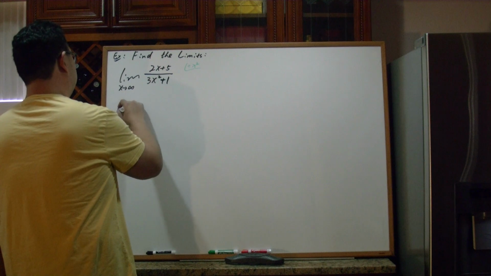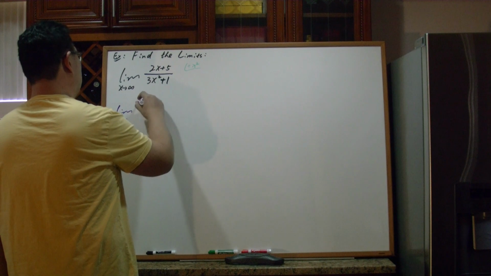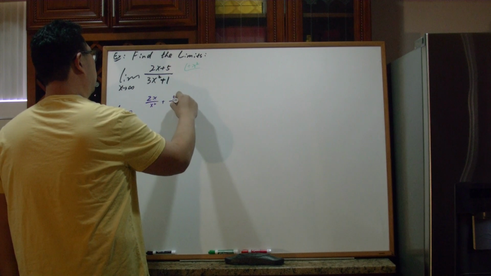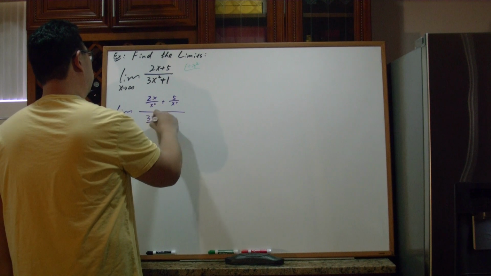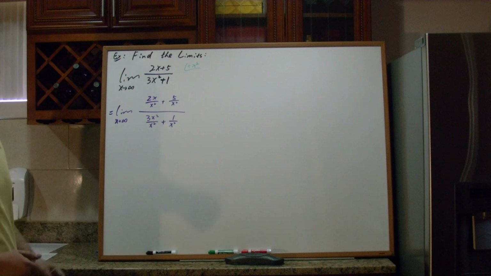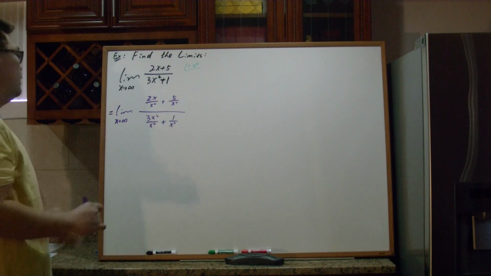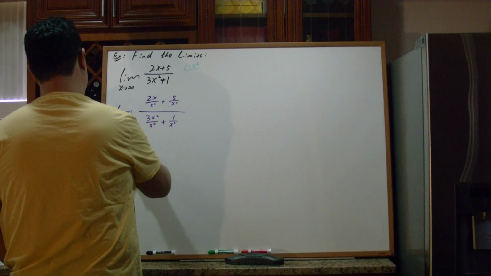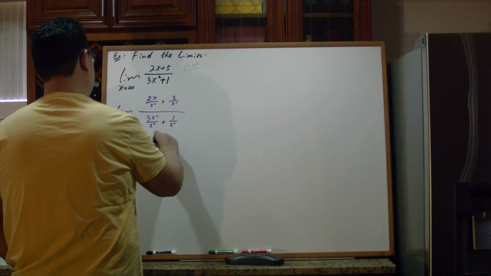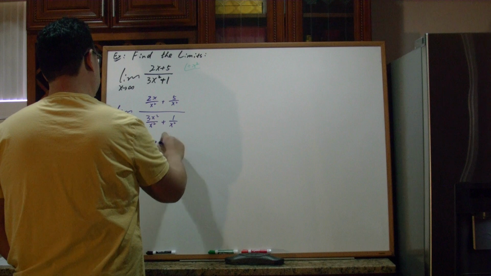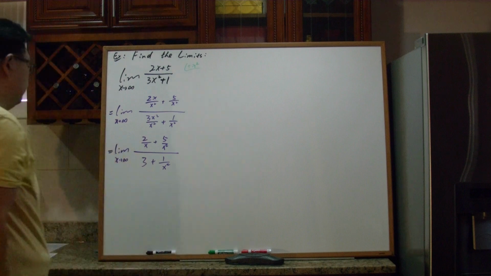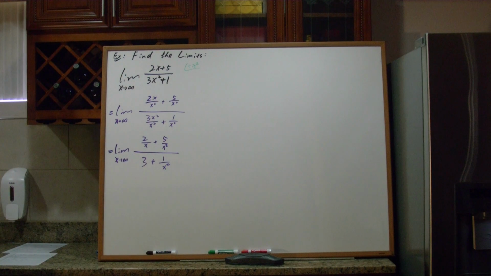What we will have is 2x over x squared, 5 over x squared, 3x squared over x squared, and 1 over x squared. If you're familiar with this step, you can omit it and just give the result after dividing everything. Then we get 2 over x plus 5 over x squared, over 3 plus 1 over x squared. We get this form.